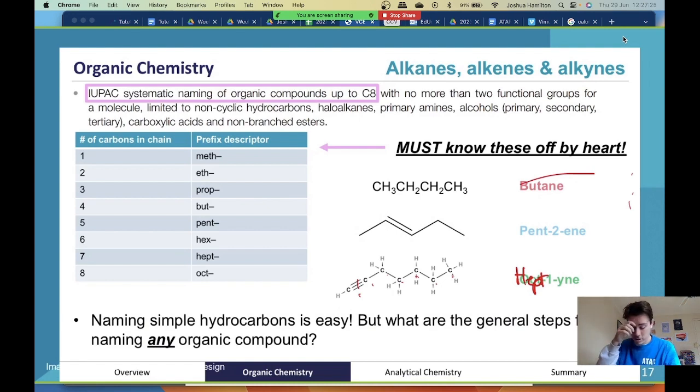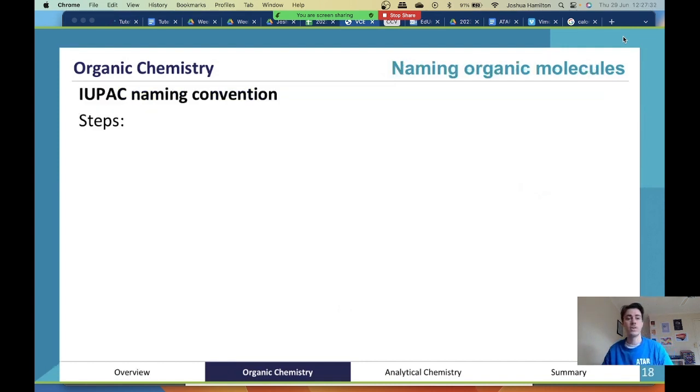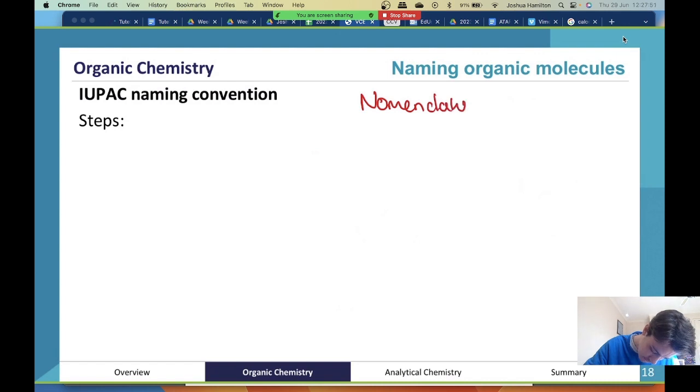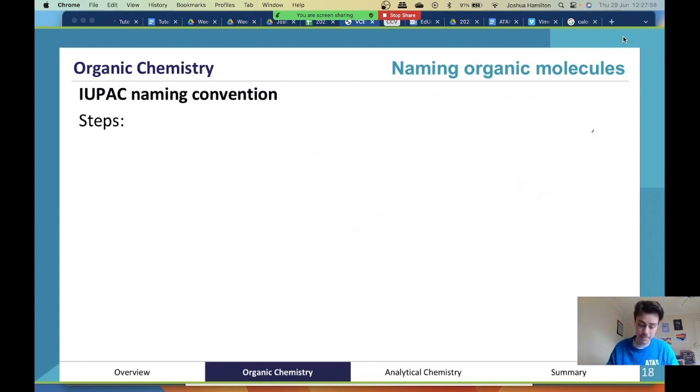So naming simple hydrocarbons is easy, but what are the general steps to naming any organic compound? So let's go through the general steps. So the IUPAC naming convention, this is just the way that we name chemical molecules, because in science there's a couple of different ways of naming them. The IUPAC is the most common. You might also see it referred to as nomenclature. Nomenclature just refers to the same thing, it's just the naming convention. So don't worry about that.